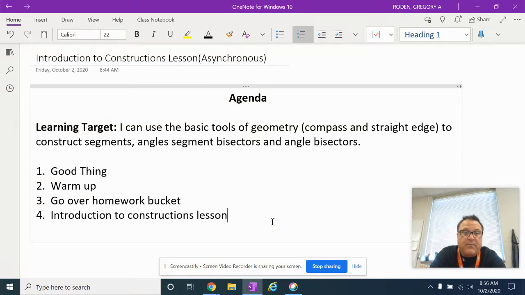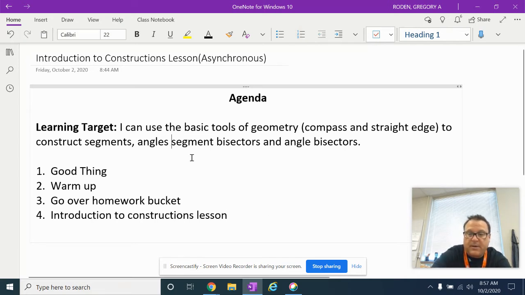All right, so right away, our learning target is I can use the basic tools of geometry. That means compass and straight edge to construct segments, angles, segment bisectors, and angle bisectors. And I think I should put a comma right here. So I'm going to edit while I talk to you guys.